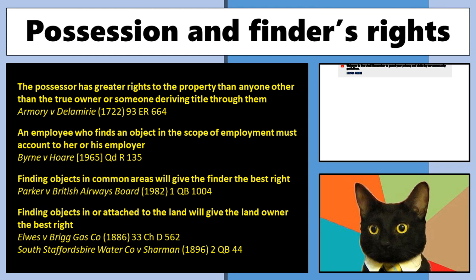In Parker v British Airways Board, a guy went into one of those like Qantas lounge type places and found a gold bracelet, handed it in to the airport staff, and said, if nobody comes to get it, can I have it? And they're like, whatever. And then a month goes by, he calls them up, what happened to the gold bracelet? And they're like, oh, we found it in our lounge. It's ours. It's our space. It's our bracelet. And he went to court, and he won.